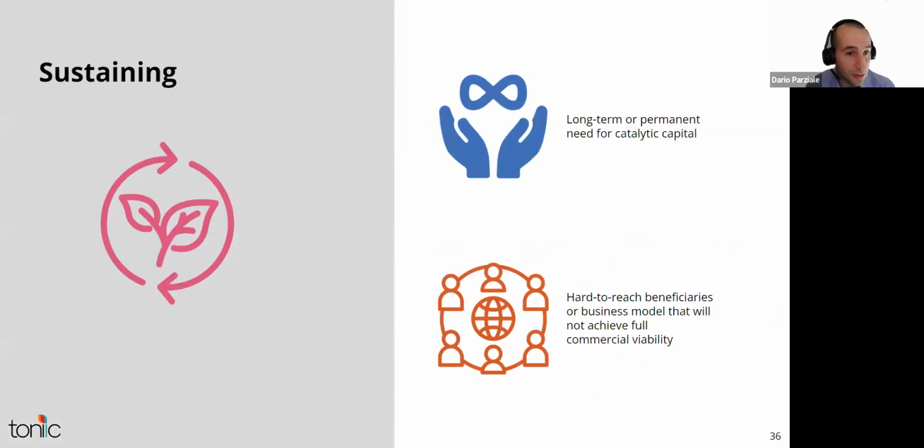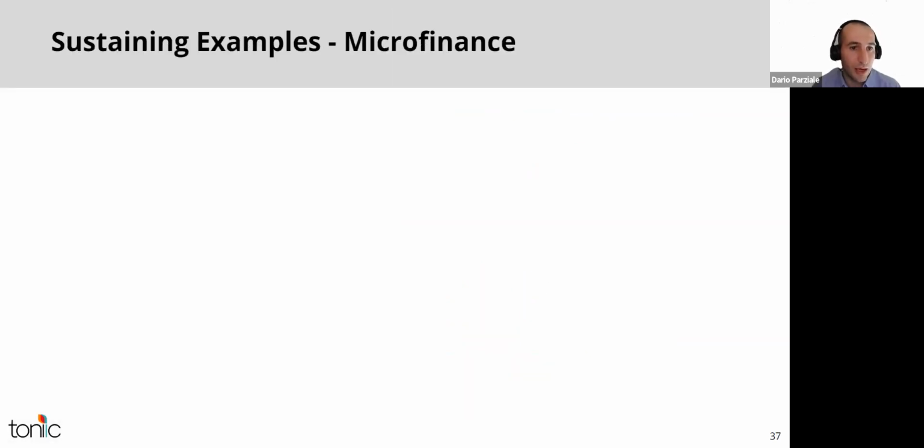The final role is the sustaining role, and it's rather different from the first two because it meets an ongoing, so a long-term or permanent need for capital that will accept concessional returns and/or absorb disproportionate risk in order to maintain a focus on serving hard-to-reach beneficiaries or otherwise operate a business model that cannot achieve full commercial viability. For example, the microfinance industry.